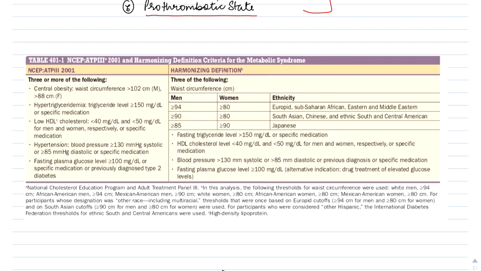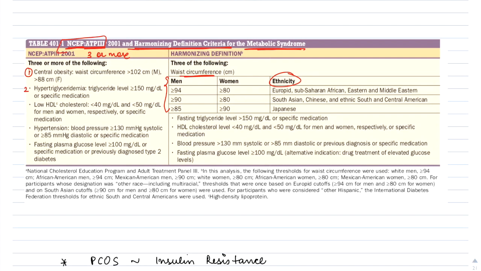So the National Cholesterol Education Program (NCEP) Adult Treatment Panel 3 has given a harmonizing criteria for the diagnosis of metabolic syndrome. It includes three or more of the following criteria. Number 1 is the presence of central obesity, measured by waist circumference, which differs according to ethnicity. The second criterion is hypertriglyceridemia, that is, an increase in triglyceride levels to more than 150 milligrams per deciliter.